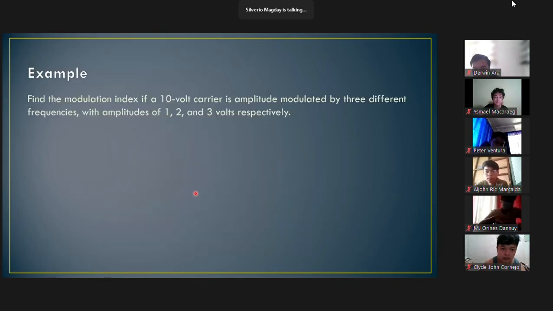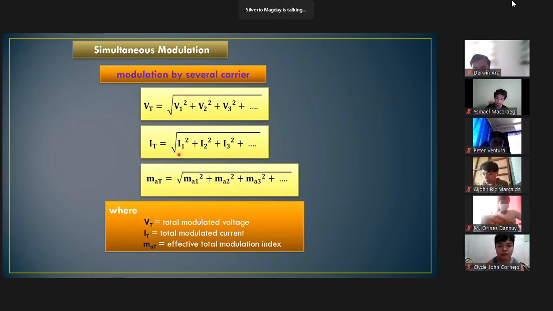Next, find the modulation index if a 10-volt carrier is amplitude modulated by 3 different frequencies with amplitudes 1, 2, and 3. So we are given 3 modulation indices: 1, 2, and 3. The calculation is just that.